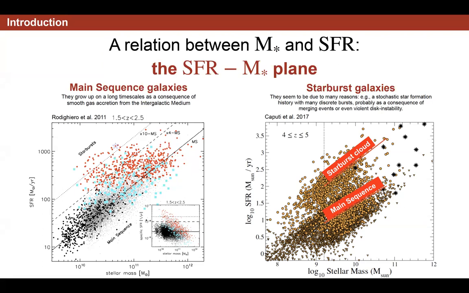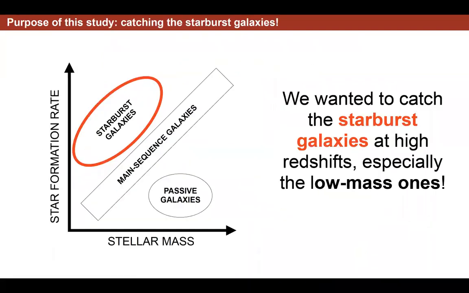star formation rate density. But Caputi and collaborators in 2017 demonstrated that at higher redshift, in this case between 4 and 5, starburst galaxies are very common, and moreover, they demonstrated that at this redshift a sort of bimodality between starburst and main sequence arises. So in this work, we wanted to study this bimodality, and in particular, we wanted to catch the starburst galaxies, especially the low mass ones.